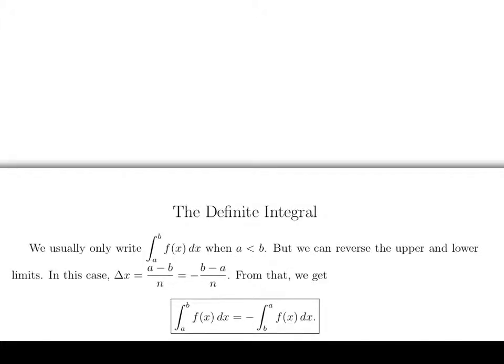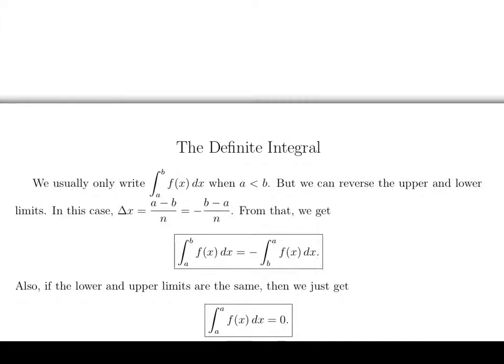So what happens is, if we reverse the limits of integration, then that introduces a minus sign. So it's not necessary for the lower limit to be smaller than the upper limit. Also, if the lower and upper limits are the same, then we just end up getting zero when we evaluate the limit.